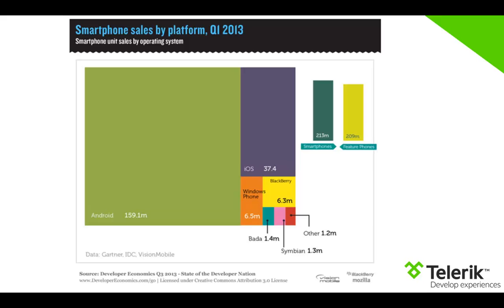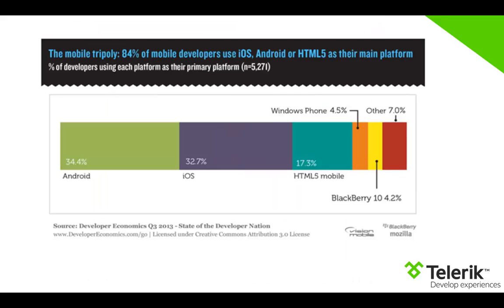This is a lot of development available for us, a lot of potential customers hanging out there. I mean, 160 million Android users, 37 million iOS users. That's a lot. We're talking about almost 200 million devices out there that we can target and make big sales, big bucks, right? That's what we're all in this for. 84% of mobile developers right now are targeting iOS, Android, or HTML5 as their main development platform. That's a lot of non-.NET development. Only 4.5% of developers are targeting Windows Phone.